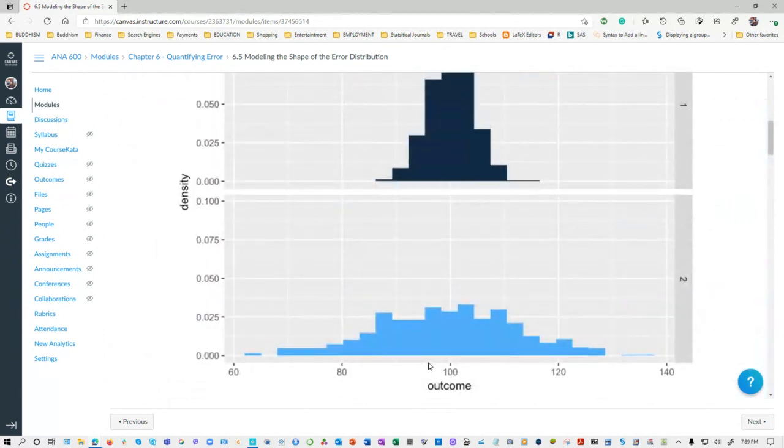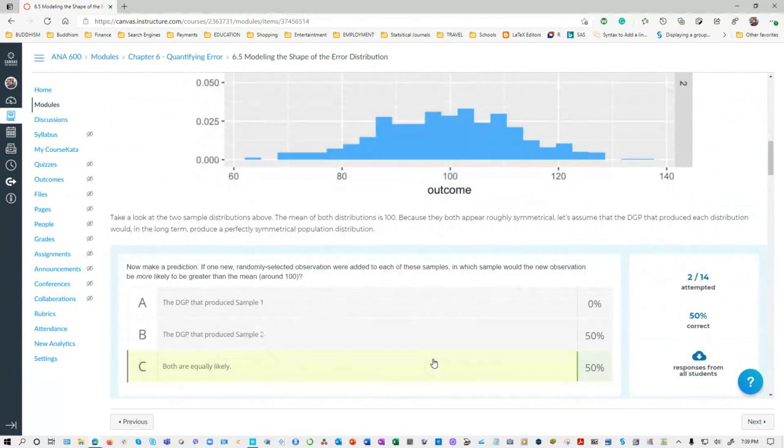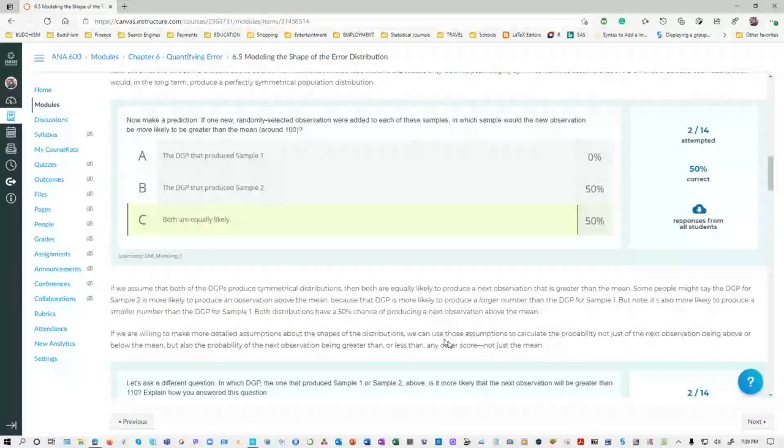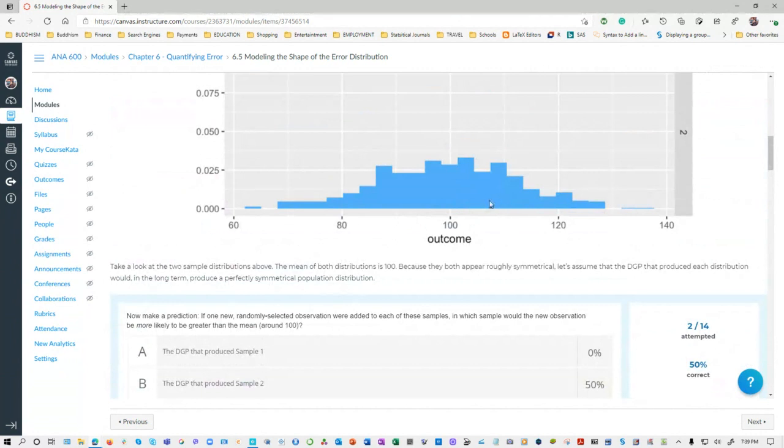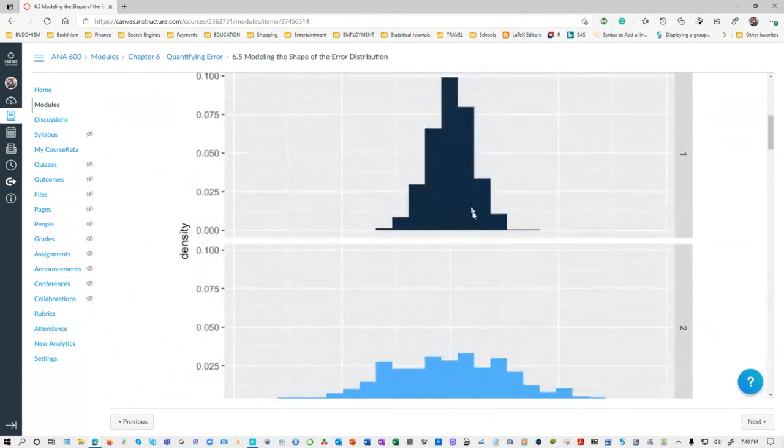They say they are equally likely to produce the next observation that is greater than the mean. If one new randomly selected observation is added, in which sample would the next observation be more likely to be greater than the mean?